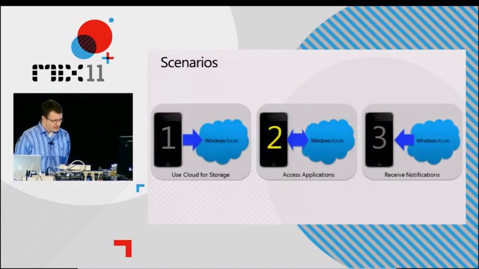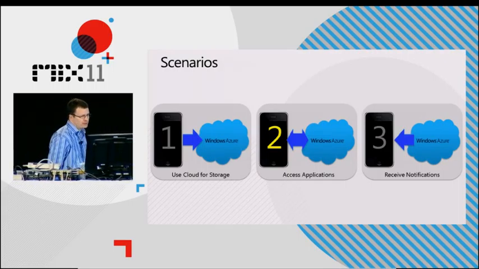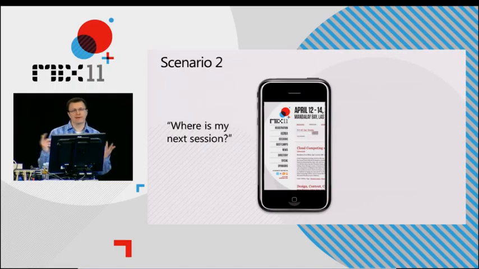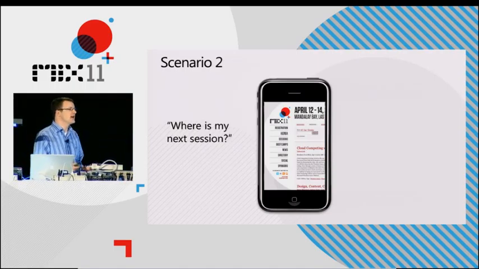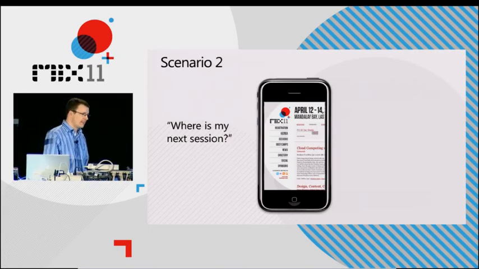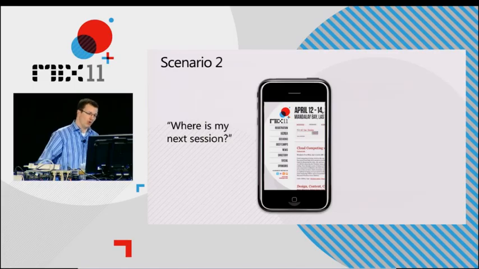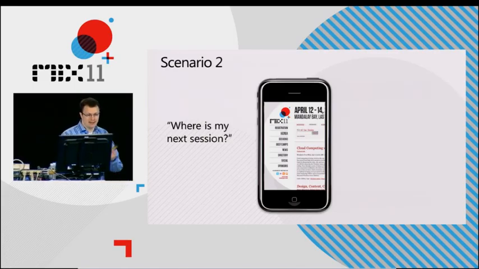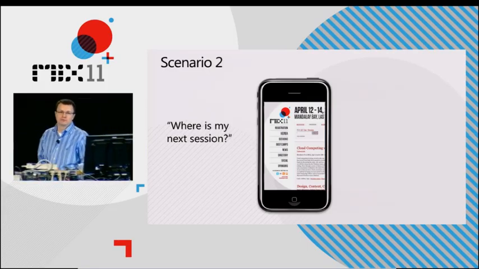So now that we've looked at using the cloud for storage, how about accessing applications in the cloud? What does this look like? One of the things I always find during the conference is just the need to find out where my next session is. And yes, I could use the bit of paper that we all picked up, or because there's no native client, maybe I could go to the site and do pinch scrolling and that kind of thing. But it's not really a very optimal solution.